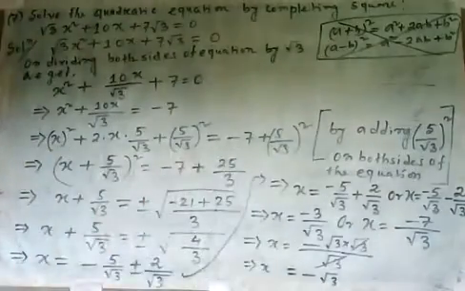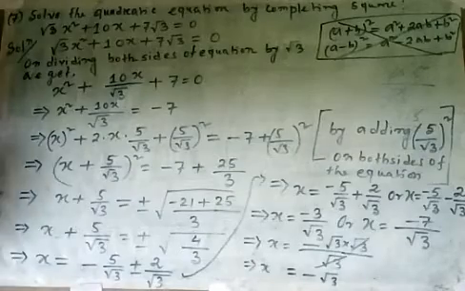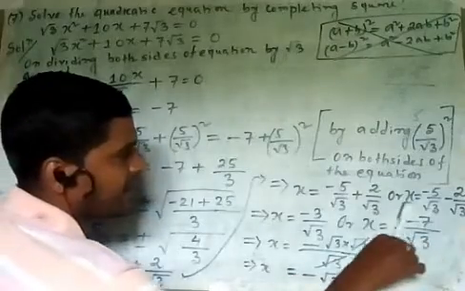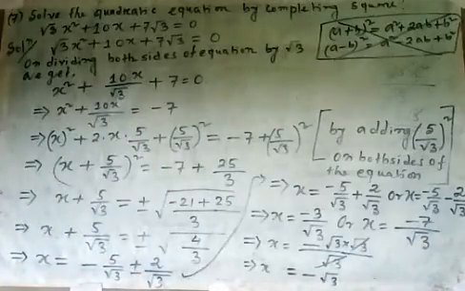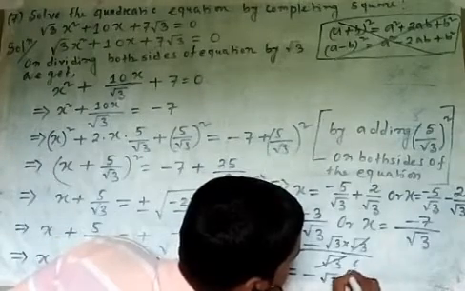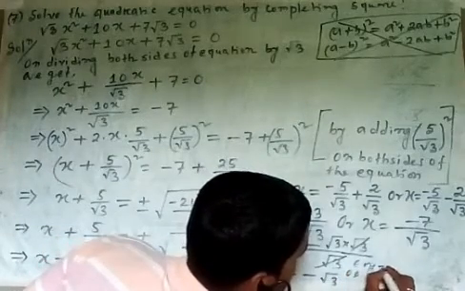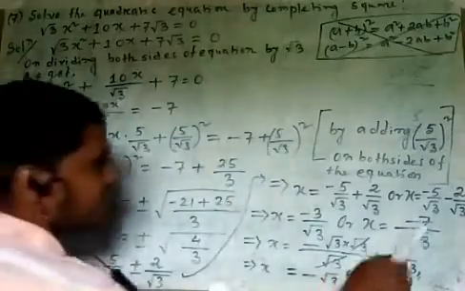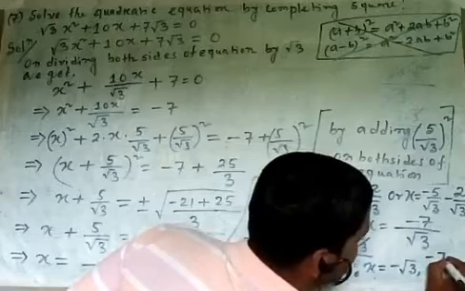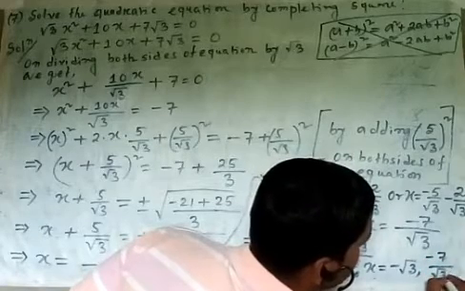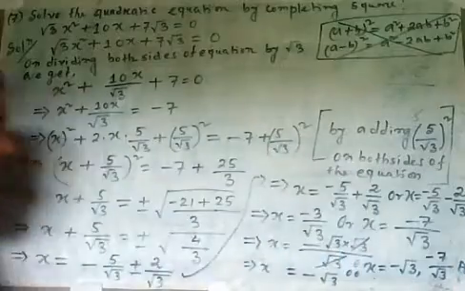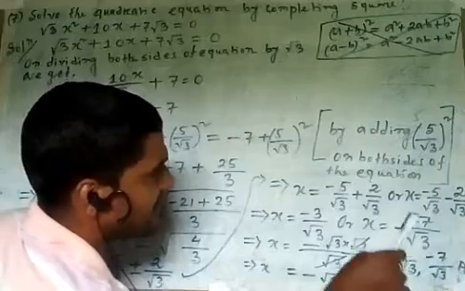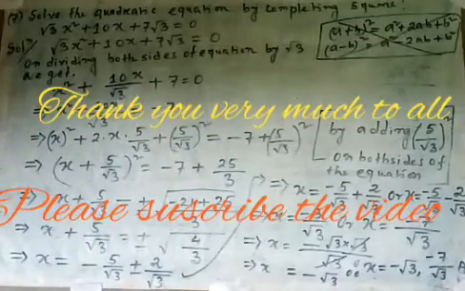So what are the x values we got? One x value is minus root 3, another x value is minus 7 by root 3. So this will be the answer. Therefore, x equals minus root 3, and another one is minus 7 by root 3. Therefore, x equals minus root 3 comma minus 7 by root 3. This is the final answer.